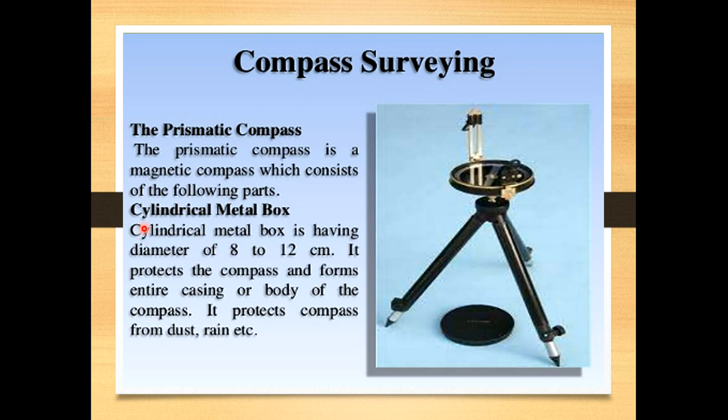Okay, so the first part is the cylindrical metal box. This cylindrical metal box has a diameter of 8 to 12 centimeters. It protects the compass and forms the entire casing or body of the compass, and it protects the compass from dust, rain, etc.